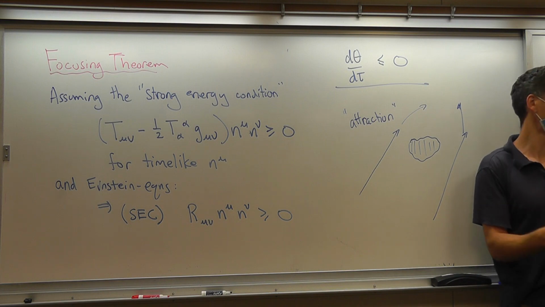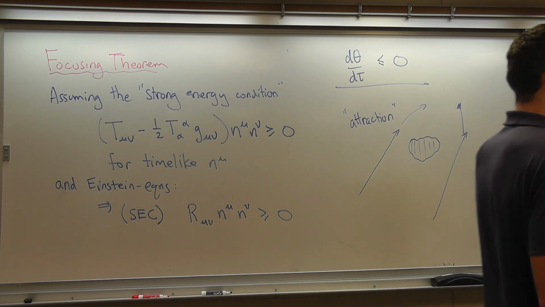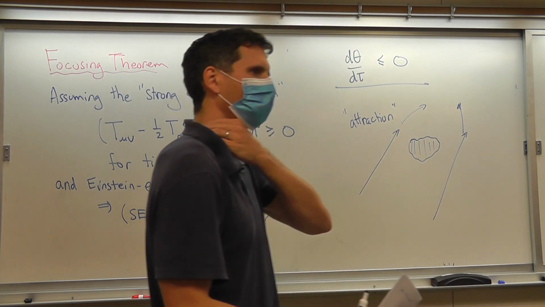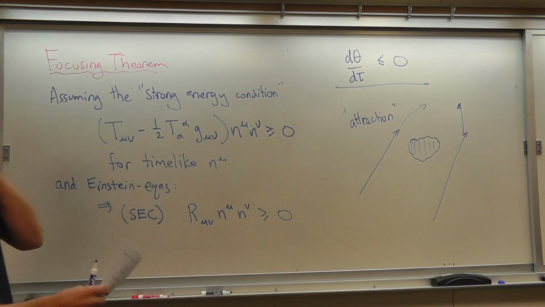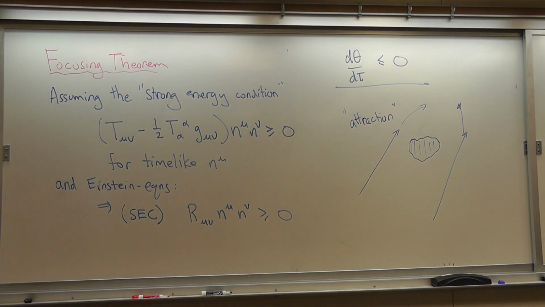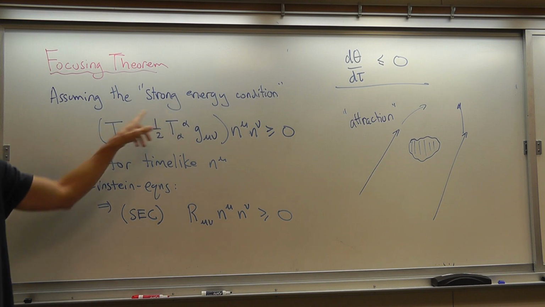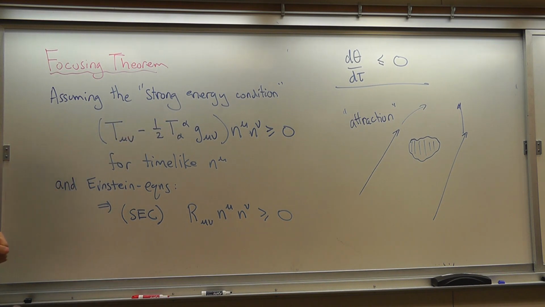Yeah? Did you assume the cosmological constant is 0 in the Einstein equation? Yes, I did. Otherwise, sorry, did I? Yeah, probably. Well, no, it's in here. Let me say it's inside the stress tensor, so we don't have it as an extra term. Right, yeah.